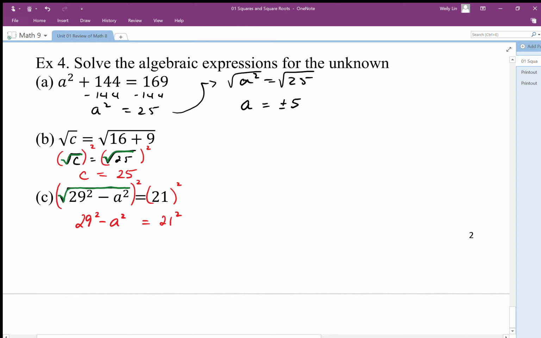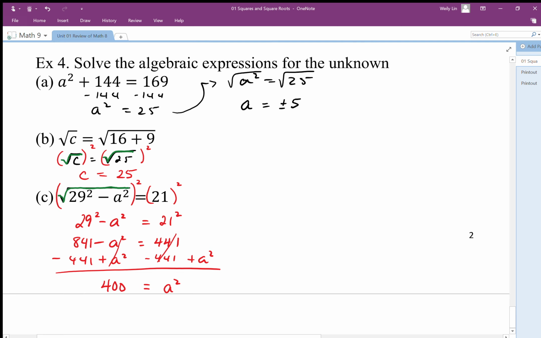Then I'm going to actually work out those numbers because now I can solve for a squared. So 29 squared is 841, minus a squared, equals 21 squared, which is 441. So I'm going to do plus a squared to move the a squared to that side. I'm going to subtract 441 from both sides. I'm going to account for everything now. 0 pair, 0 pair. I end up with 400 on this side equals a squared on this side.